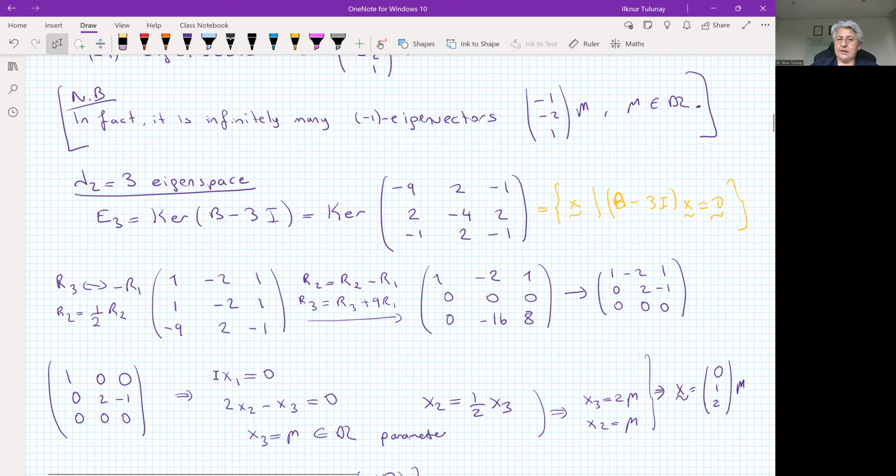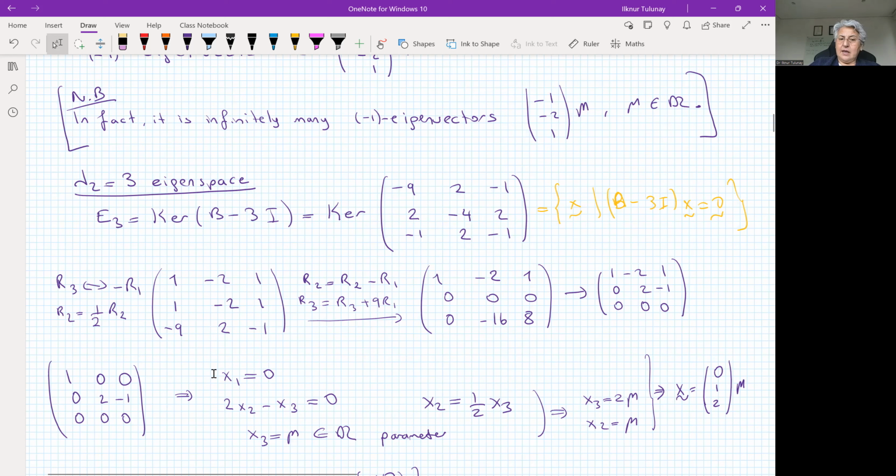x1 is equal to 0, definitely, from here. Again, you are thinking, you're multiplying this with the vector x1, x2, x3, and making it equal to the 0 vector. So x1 is equal to 0, 2x1 minus x3 is equal to 0, and then 0 x3 is equal to 0. So x3 is free. x3 can be anything. So let's say x3 is equal to mu, any real number. So that's a parameter, and these equations need to be written in terms of a parameter. Here, this one implies x2 is equal to 1 over 2 x3.